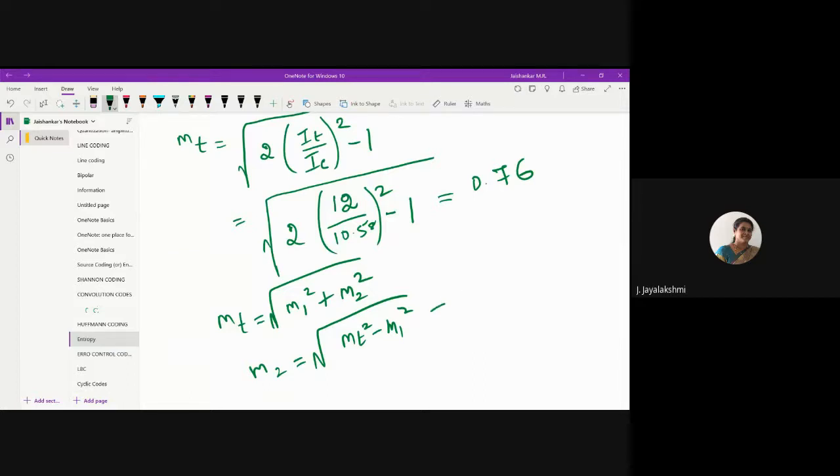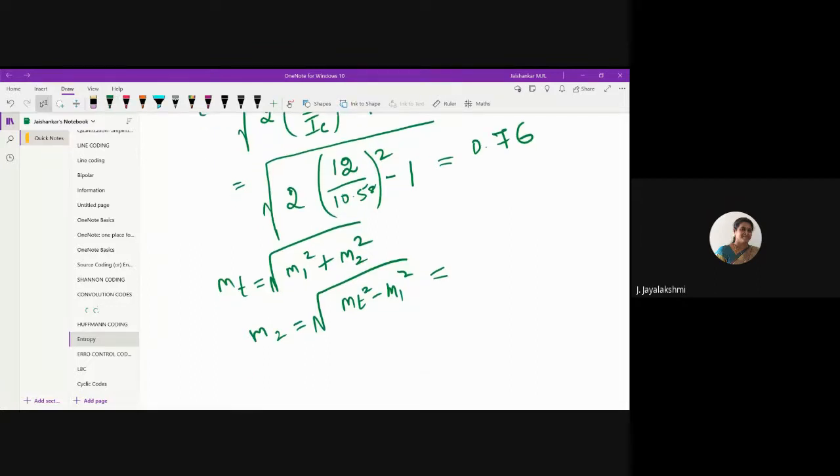Mt square is 0.76 square minus 0.4 square. Take root of it. So it comes to 646.